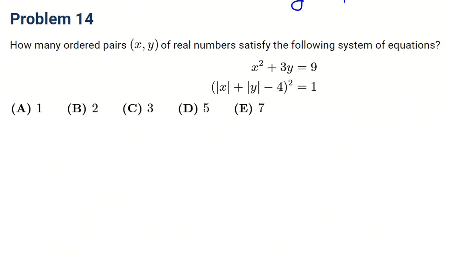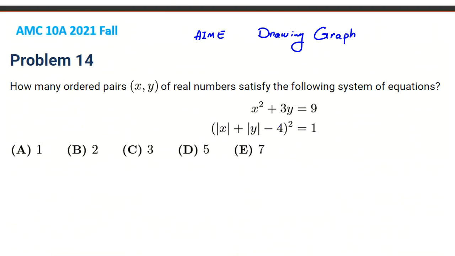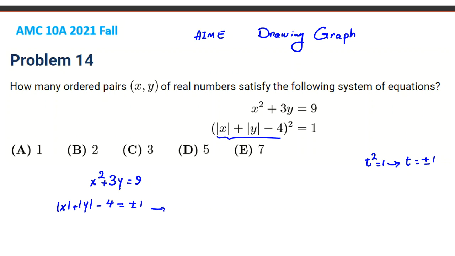Okay. So here, the first equation is what? It is x squared plus 3y equals 9. The next one is something squared equals 1. For example, when t squared equals 1, what can I say about t in real numbers? Plus minus 1. So when this part squared is 1, this part is plus minus 1. So absolute value of x plus absolute value of y minus 4 is plus minus 1. So it will be what? Absolute value of x plus absolute value of y, we add 4 to both sides. 4 plus 1, 5. 4 minus 1, 3. Okay?